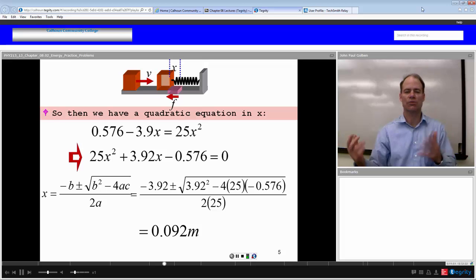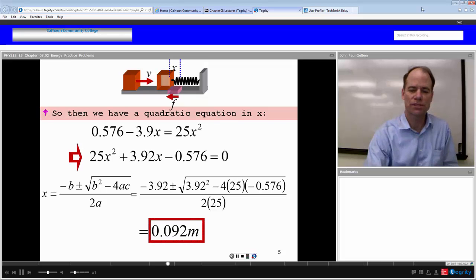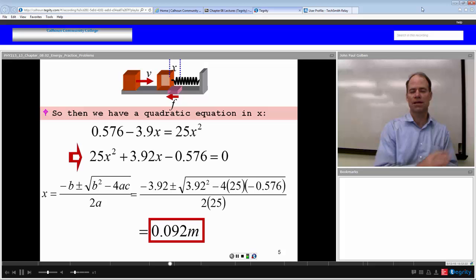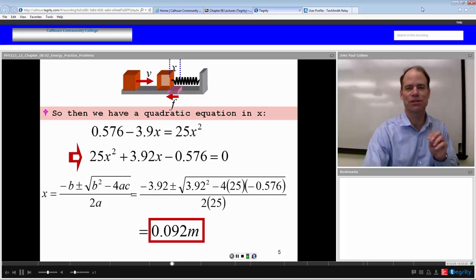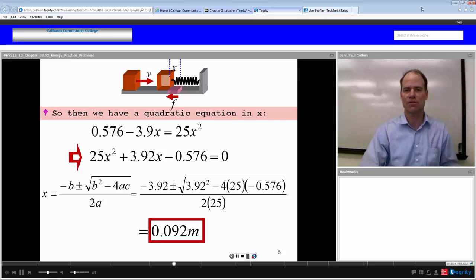We don't want the negative answer, because only the positive answer will make sense in this situation. The negative answer would be the spring going in the opposite direction, and it can't do that as it's compressing the spring. So we take the positive answer, 0.092 meters. Because we had friction, it didn't go quite as far. When we had no friction, it went to 0.15 meters, and when we have friction, it only went to 0.092 meters. Kind of neat. That's the kind of problem you can do with conservation of energy, starting from the one equation to rule them all. Just set it up, put in what you know, and solve for the unknown.